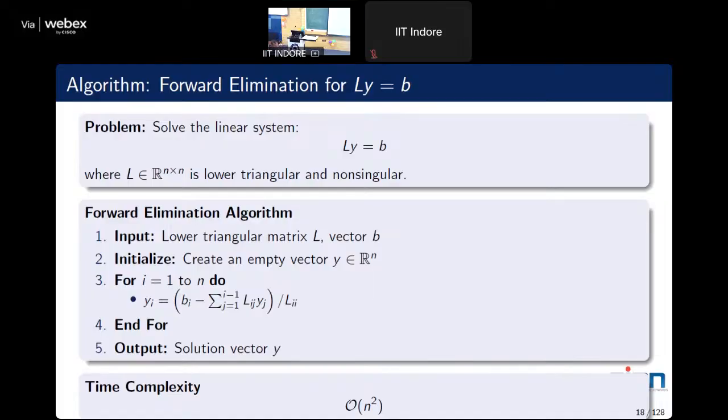Question: in i running from 1 to n, if you consider i equal to 1, then j is running from 1 to 0. Because this is a lower triangular matrix, the upper part of this matrix will be 0. So beyond i, the upper part is 0. We are keeping only the lower part, so the loop goes only over that part.